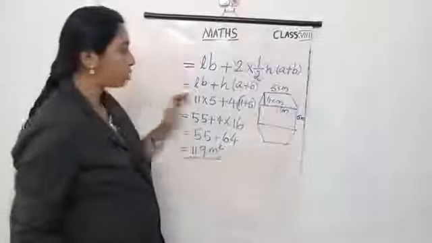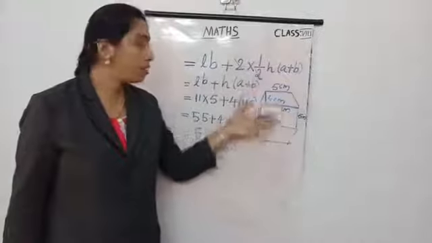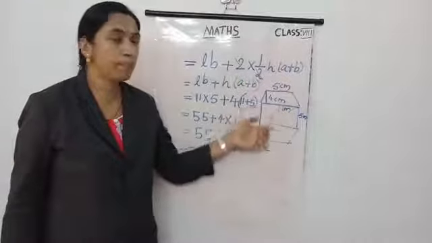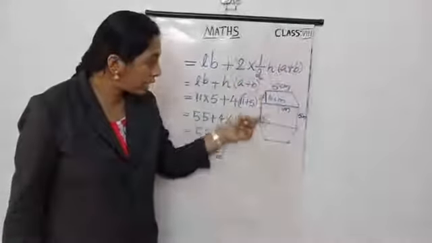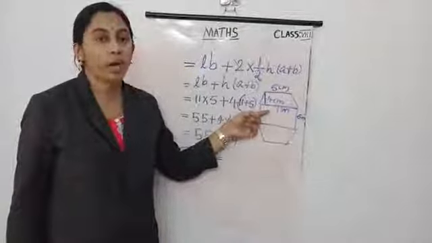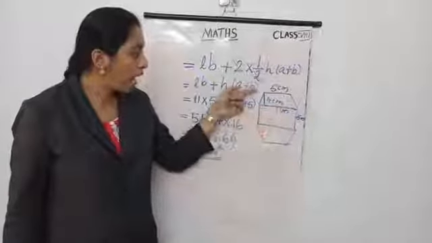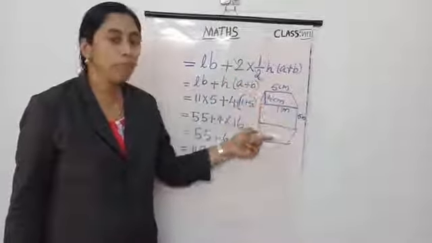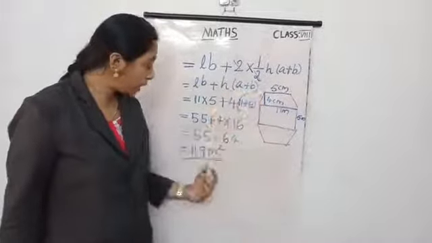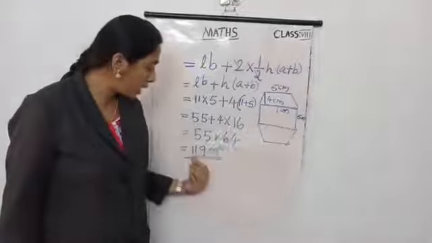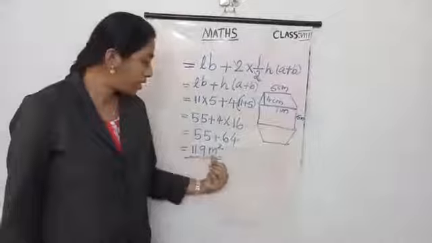119 meter square. So here we split the diagram into 3 parts. We get 2 identical trapezium and 1 rectangular field. Then we add area of these 3 fields. We get total area of this figure as 119 meter square.